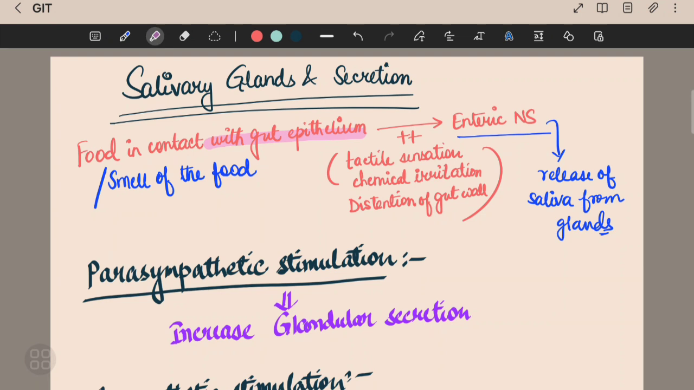Last day we had discussed the introduction to the GIT, the layers of the GIT, the valves, the muscles of the GIT, and also a part of the development of the GIT. Now last time I was discussing that there are certain glands present in the submucosa. They are the submucosal glands.